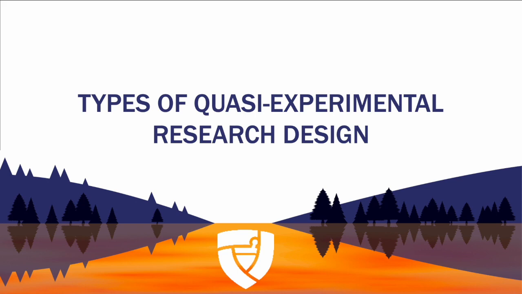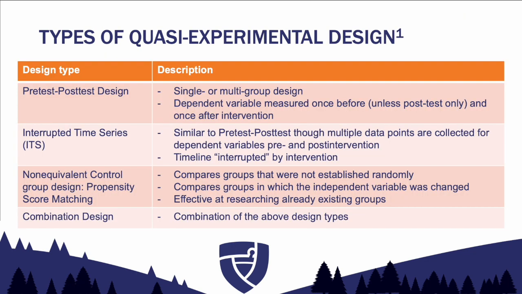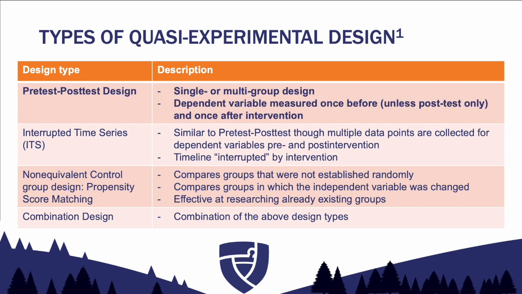Next, we will go into describing different types of quasi-experimental research. The three main types of quasi-experimental research that we will discuss are pre-test, post-test, interrupted time series, and propensity score matching. Of note, many studies use a combination of these designs. Here is a brief overview of each of the main types of quasi-experimental research. We will begin by discussing the pre-test, post-test design.